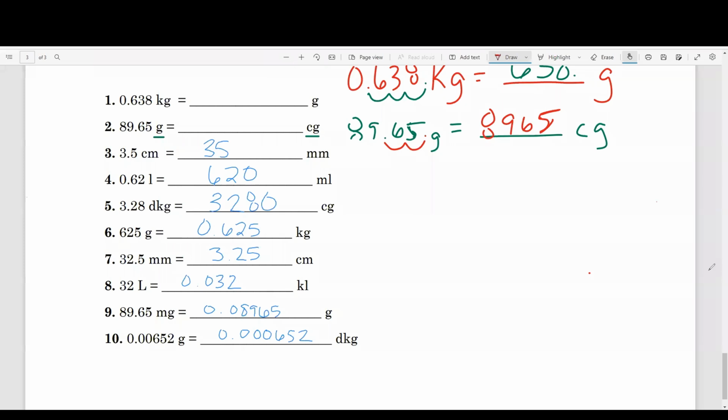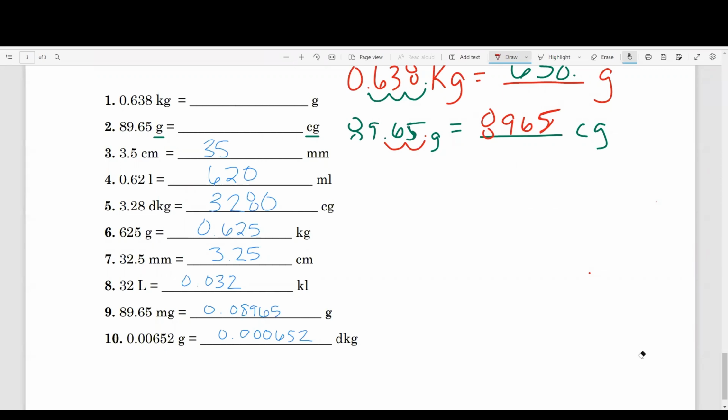Do we have any questions about any of those? Is there anyone you would like me to go over specifically that you might have gotten wrong? Yes, can you go over number 4? For number 4, we have 0.62 liters. Can you guys make sure you mute your mics for me, please? All right, number 4, we have 0.62 liters is equal to how many milliliters?